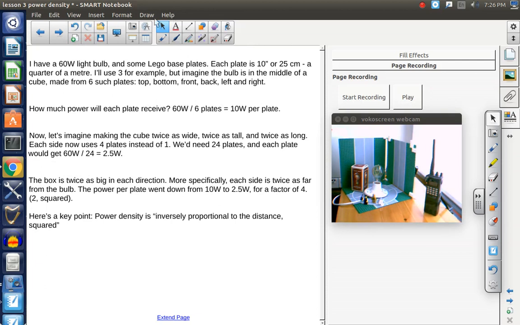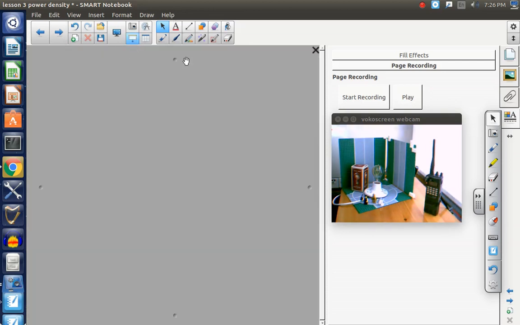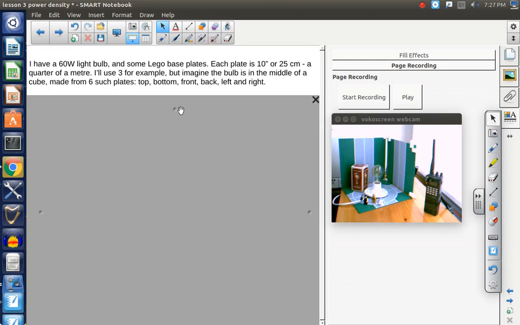So, let's do this. I've got a 60 watt light bulb here and some Lego base plates. Each of these plates is 10 inches. Get my tape measure out here. 10 inches or 25 centimeters square. So essentially a quarter of a meter long, quarter of a meter wide.